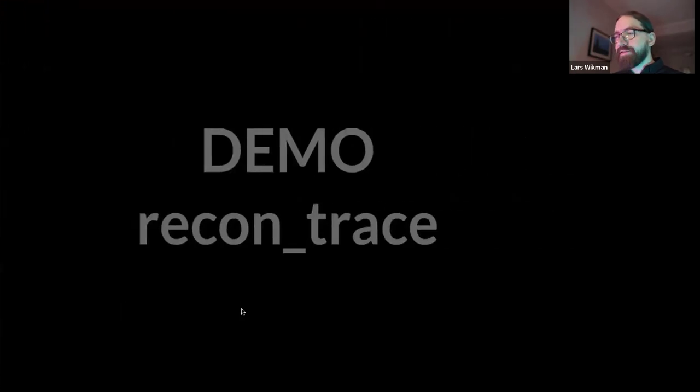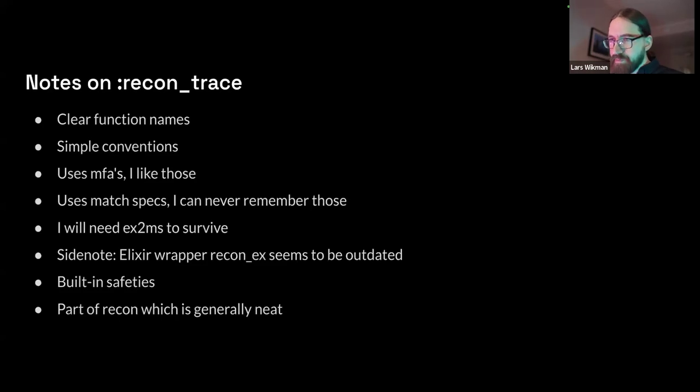But overall, recon trace is an improvement on top of the Erlang trace facilities. It's much simpler. It has clear function names, simple conventions. It uses MFAs, which I like, as I mentioned. It still uses match specs, which I can't remember, so I will need ex2ms to survive, and I almost don't remember how to use ex2ms day to day. And the Elixir wrapper that is most obvious, Recon EX, seems to be outdated. It doesn't build on recent versions of Elixir or Erlang. I don't recall exactly what the problem was. It comes with built-in safeties, and you should probably just include Recon in your app because it's useful.